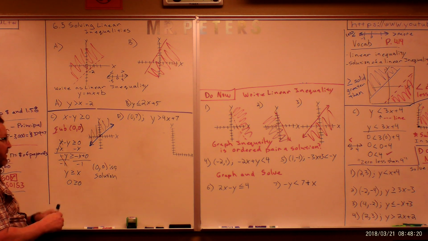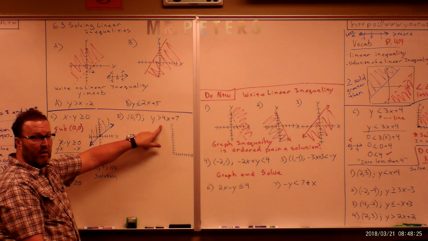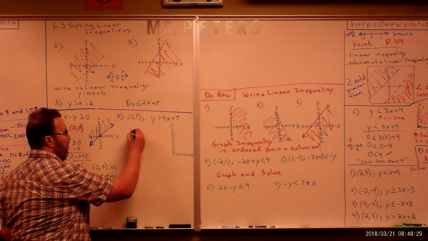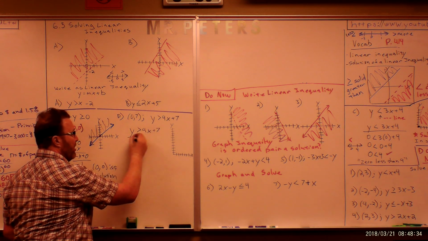Now, this next one. The very first thing we're going to do, this is already in slope form, isn't it? We have a b, we have a rise and run. So you're going to rewrite this: y greater than 4x plus 7, and draw a line underneath it.